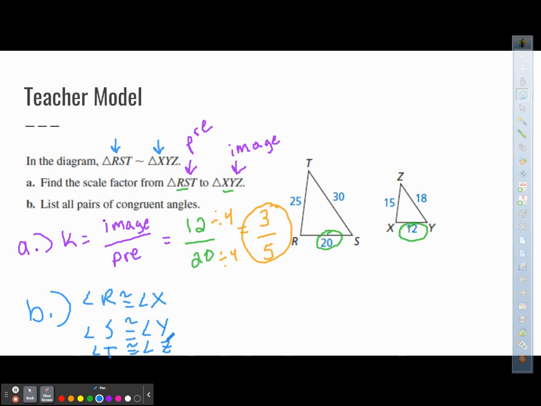So you get 3/5. What if I did side ZX, the 15? What would I have to put that over? 25. 15 over 25. What does that reduce to? 3/5. So whenever you're finding your scale factor, does it matter which two sides you pick? No, because you're always going to get the same scale factor. The thing you have to make sure of is that you do the image on top and the pre-image on bottom. All right, let's try another one.